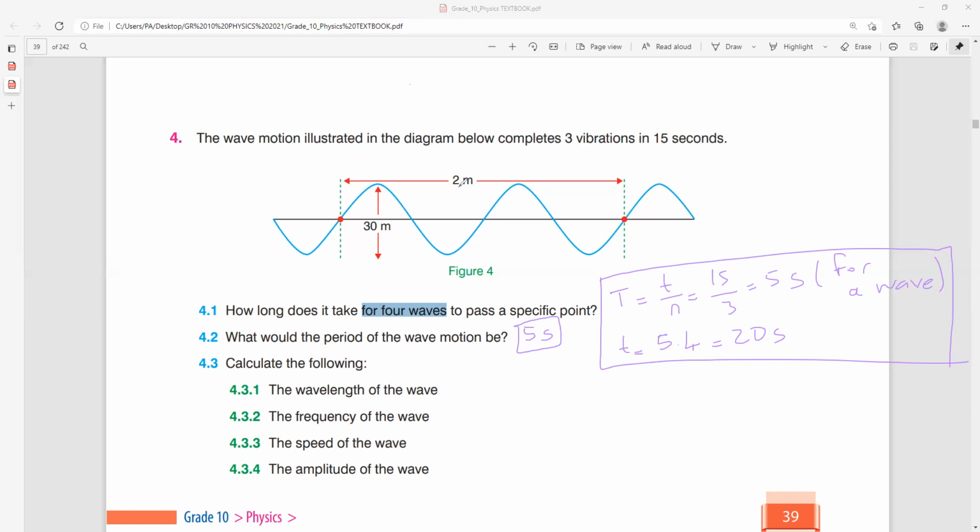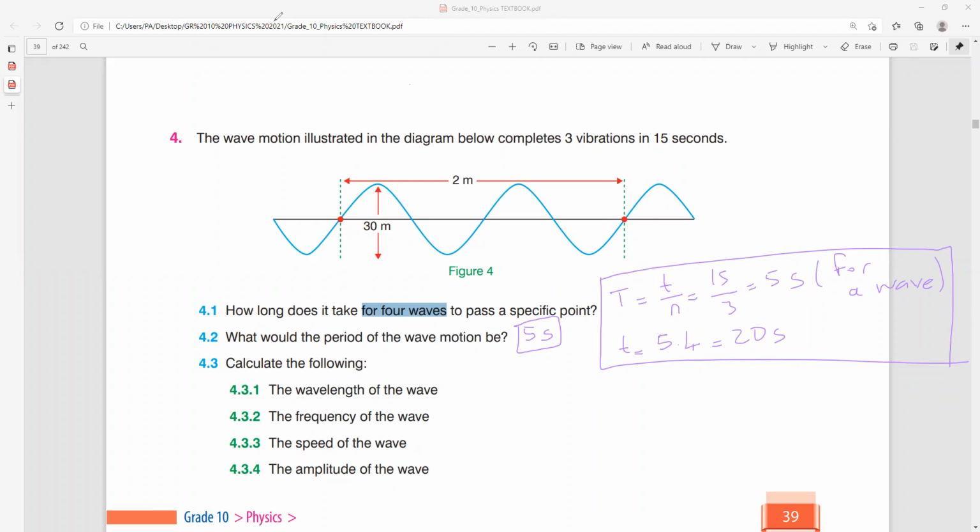Wavelength of the wave, 2 meters. We have 2 waves, distance 2 meters, and number of waves 2, and wavelength, and frequency, and speed, and amplitude. So we have these questions. Please try. You don't have to rush today because you have all the answers, everything, people. So you can try. Please try and give me your answer, and then we can carry on.